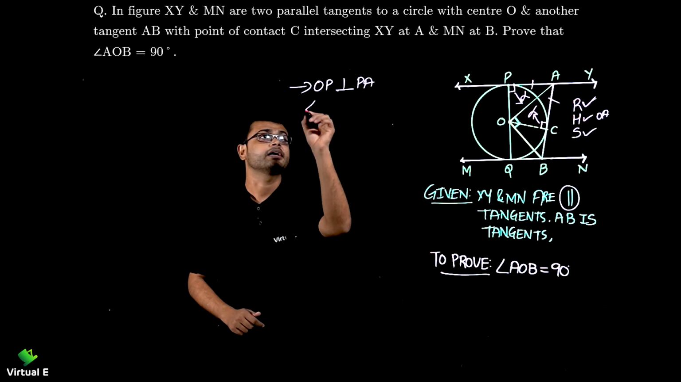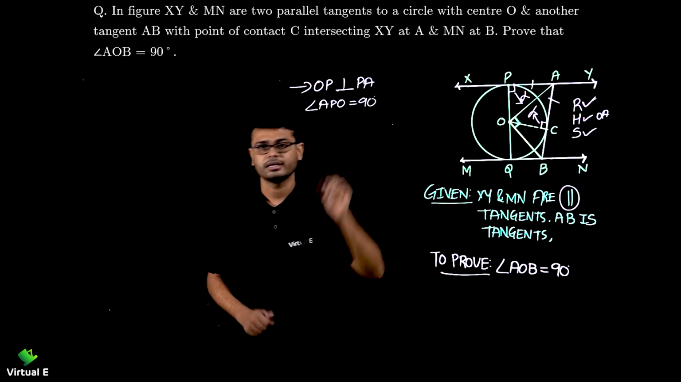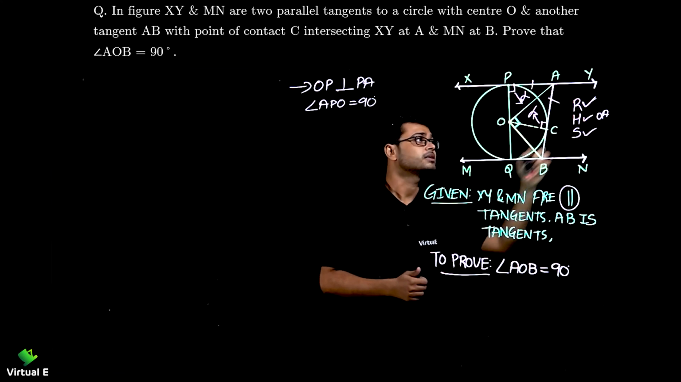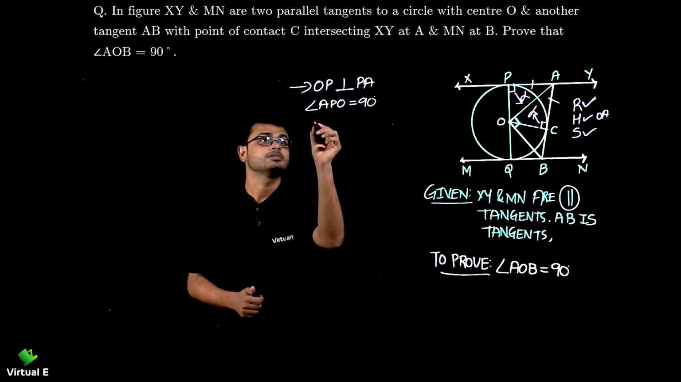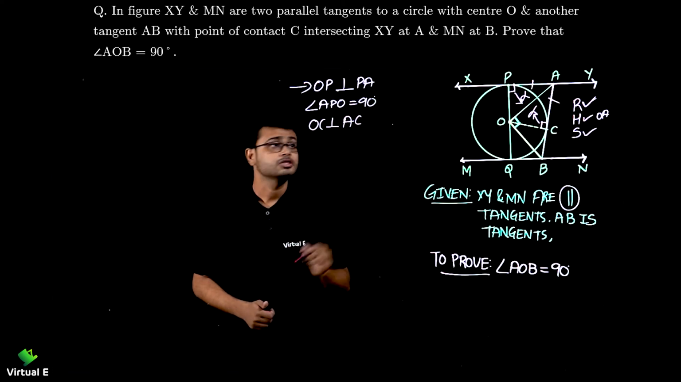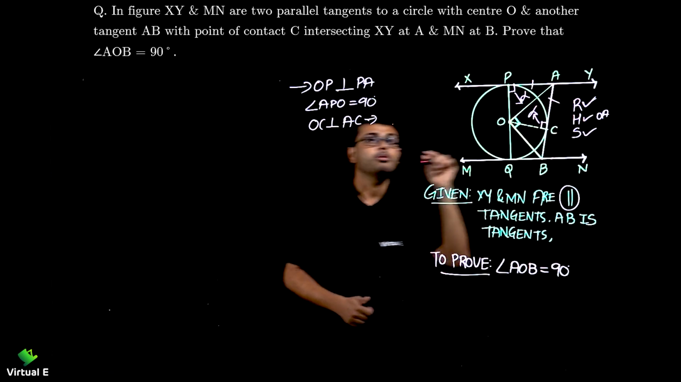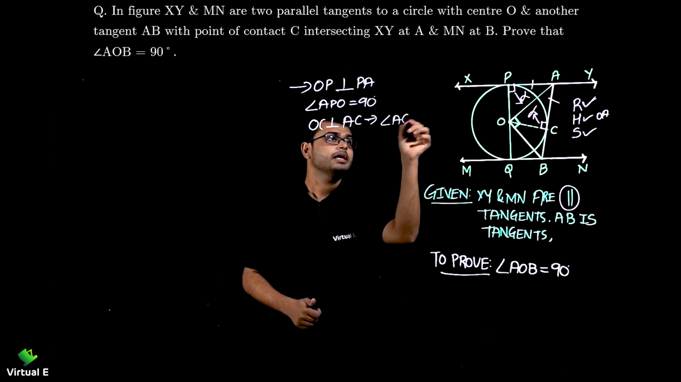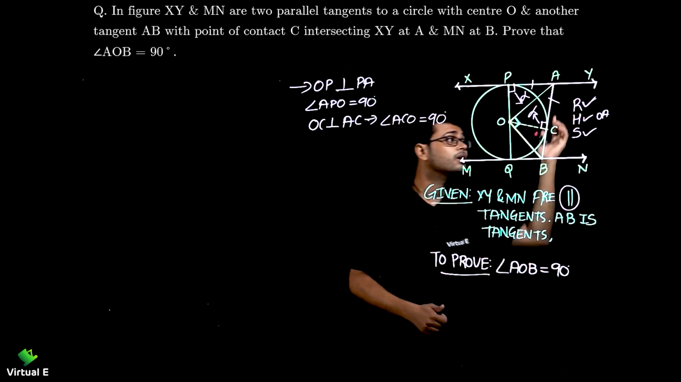Angle APO is 90 degrees. Angle APO is equal to 90 degrees, right? Let's do it for this triangle. Here OC is perpendicular to AC. So what's the conclusion we get? Angle ACO is equal to 90 degrees. So the right angle is done.